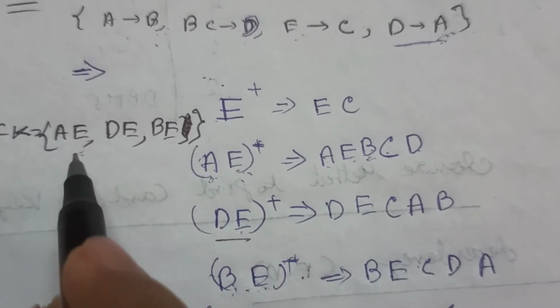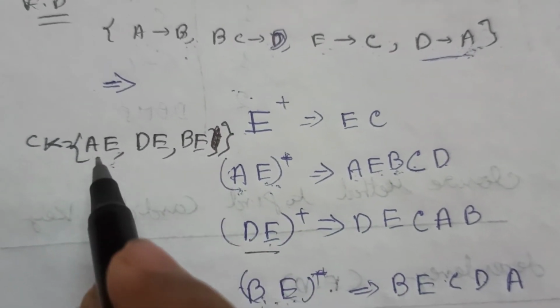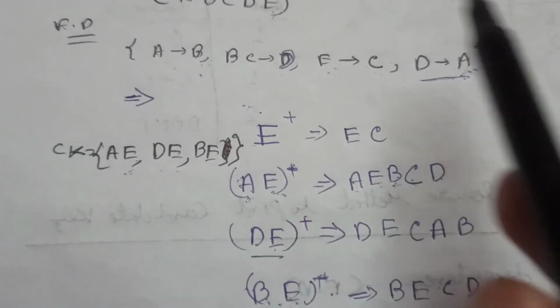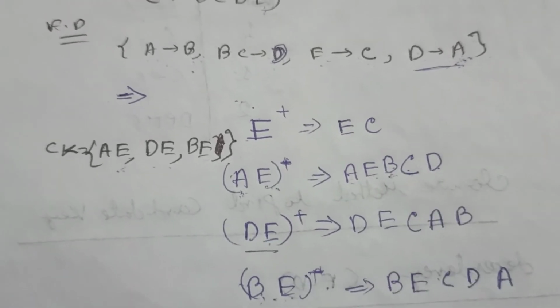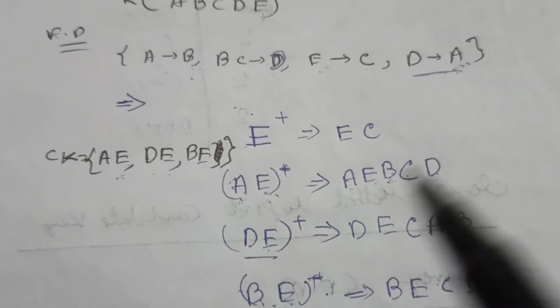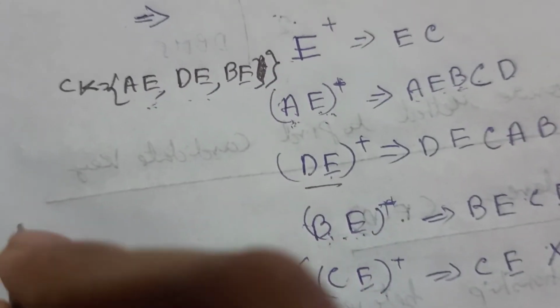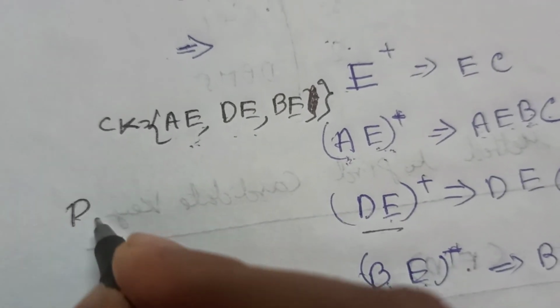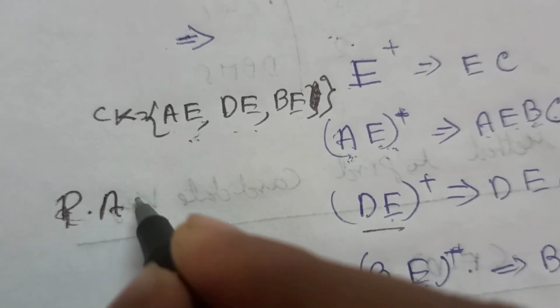Okay, so this is our set of candidate keys. We have 3 candidate keys for this particular relation. So this is the shortcut way to find the candidate keys. Now we will check what are the prime attributes and non-prime attributes. So prime attributes are what?